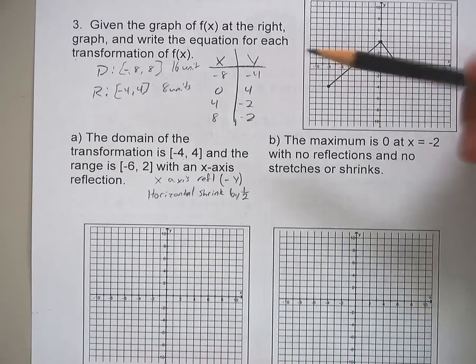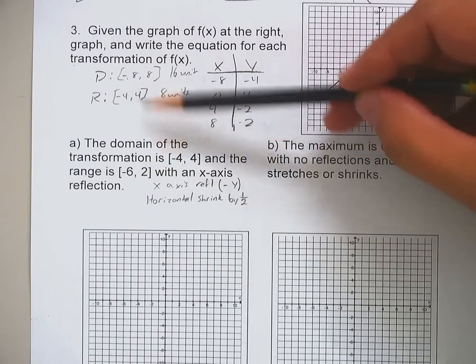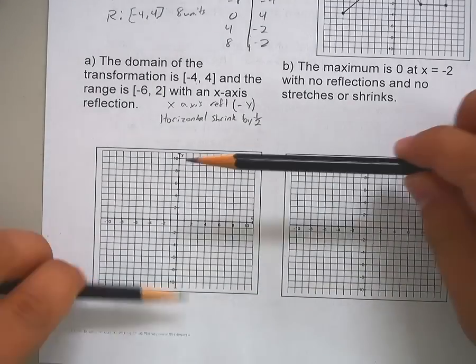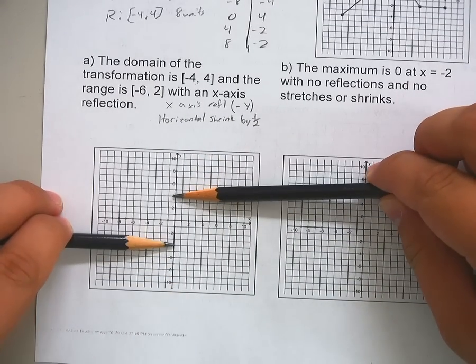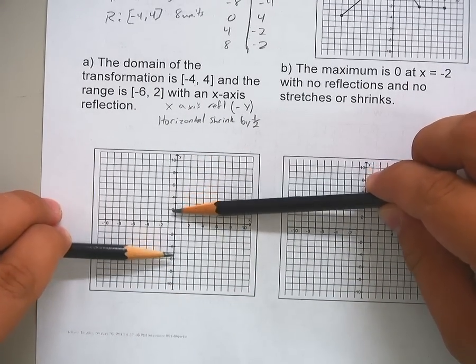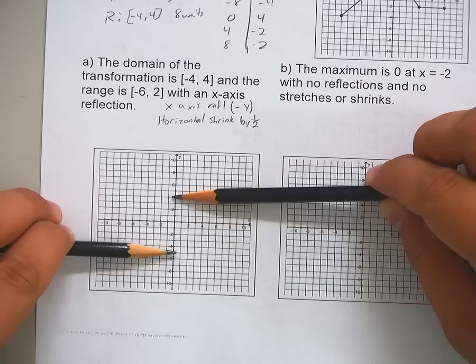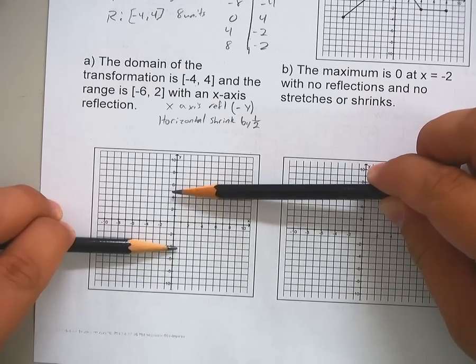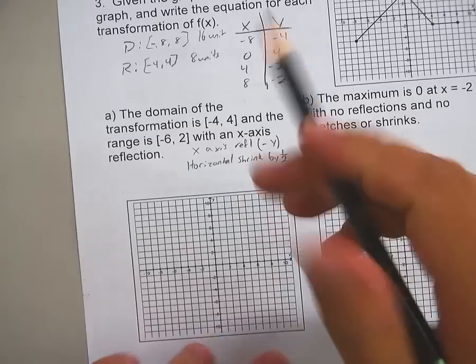All right, and then what happened here? We went from -4, 4 to -6, 2. Think about this. We went from -4 to 4, like this, to -6 to 2. The size is the same, but what have we done? What have we shifted? Well, we shifted down 2.